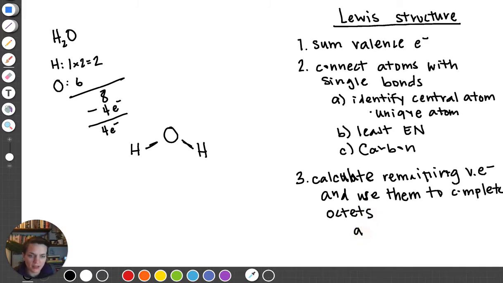The way that you're going to do that is first you see if you can do it by drawing lone pairs, and I'll explain what those are in a second. The other way is by drawing multiple bonds.